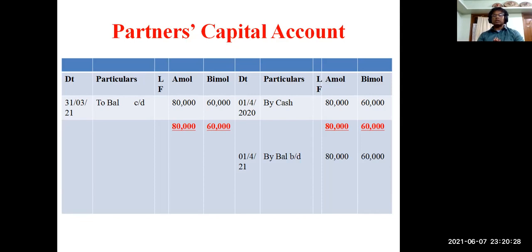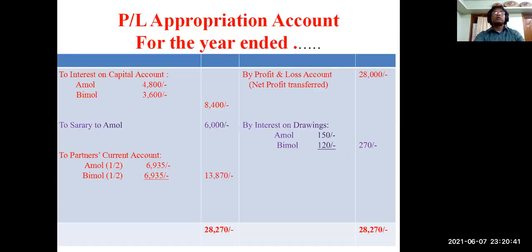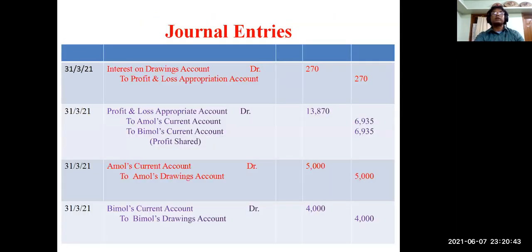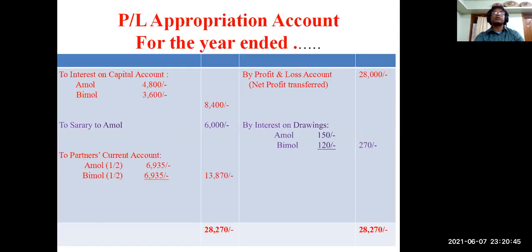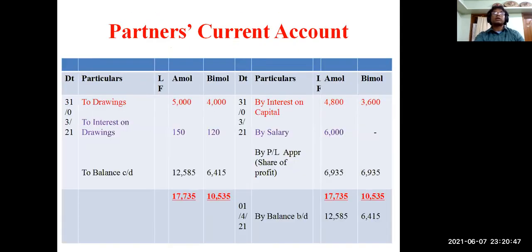Right? Hope you understand from this lecture. You also have some knowledge about what is fluctuating capital and fixed capital. And you have seen the complete problem. It's a very small problem, but it's a complete solution about journal entries, then the P&L Appropriation Account, the partners' capital account and the partners' current account.